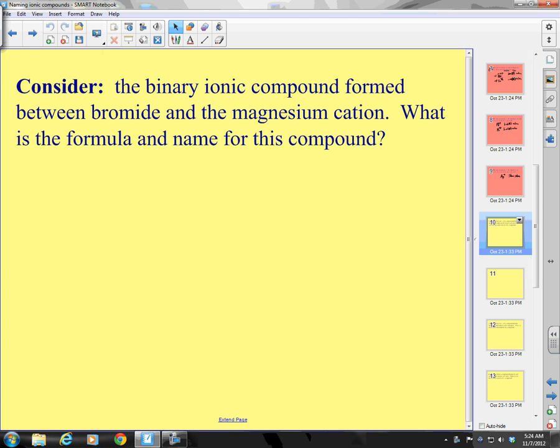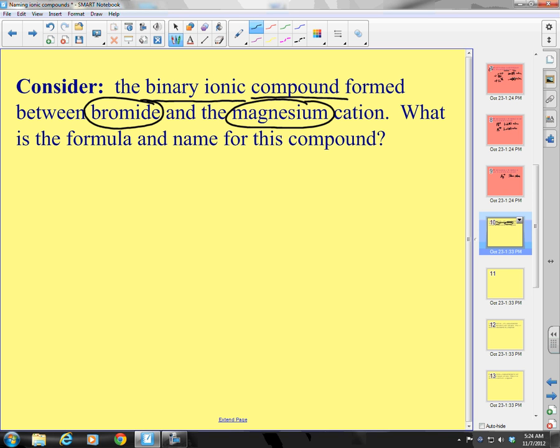Well, here we are again, and let us continue with our discussion of naming. Last time we talked about naming ions, polyatomic ions, monatomic ions, and cations and anions and all that. Now we want to get into how we put these things together and name a binary ionic compound. In this case, we have a binary ionic compound between bromine and magnesium. What is the formula and the name for this compound?